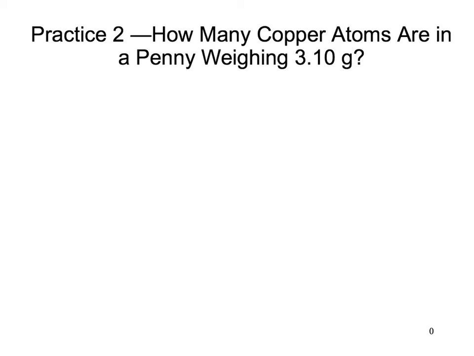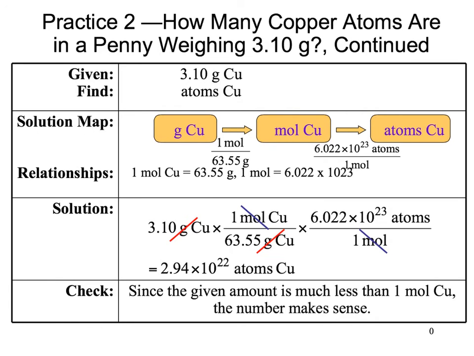In this problem, we will be converting between atoms and grams. How many copper atoms are in a penny weighing 3.10 grams? So, in this problem, 3.10 grams of copper is given. We are asked to find atoms.